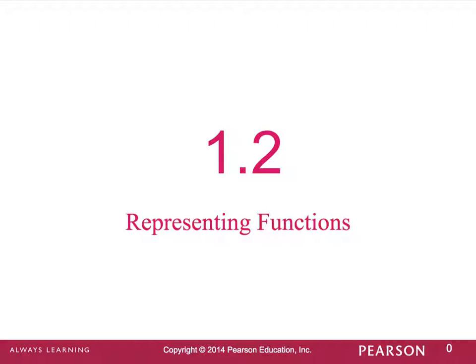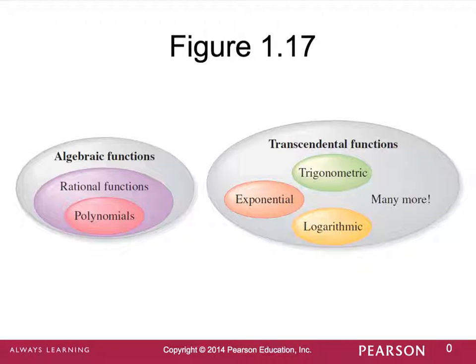In this video, we're going to take a look at how we represent functions. First, we need to talk about the different categories of functions, and there are two distinct categories of functions in mathematics. We have algebraic functions that work according to the algebraic rules, and basically they use arithmetic to describe themselves. So they can be defined using the four basic operations: addition, subtraction, multiplication, and division. So those are our rational functions and our polynomials.